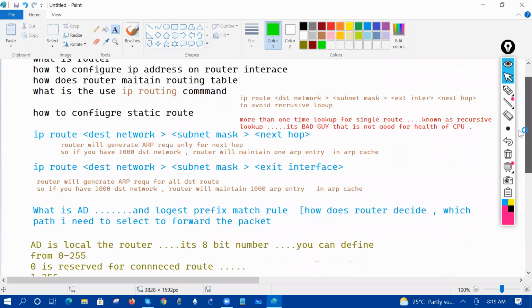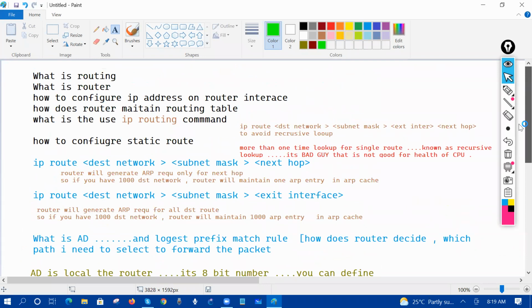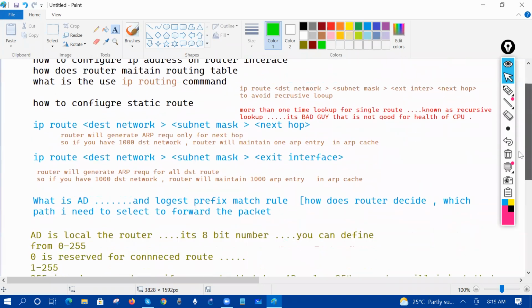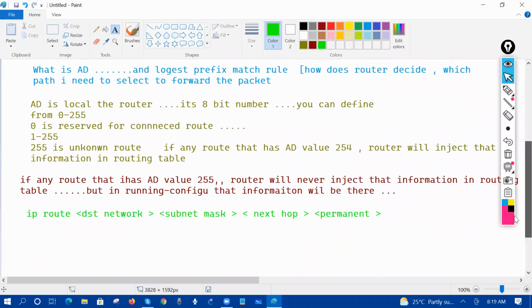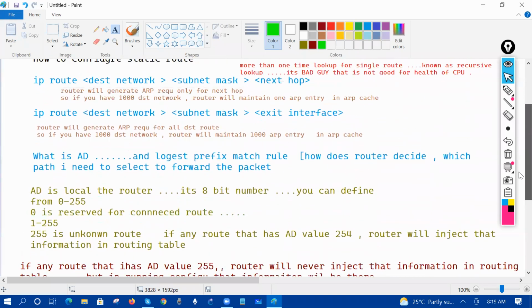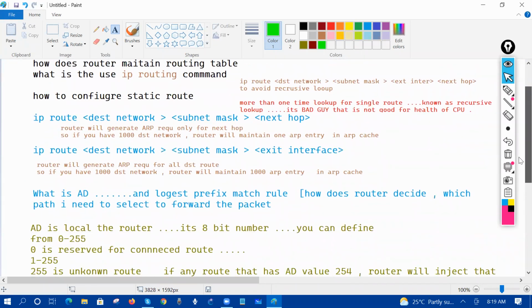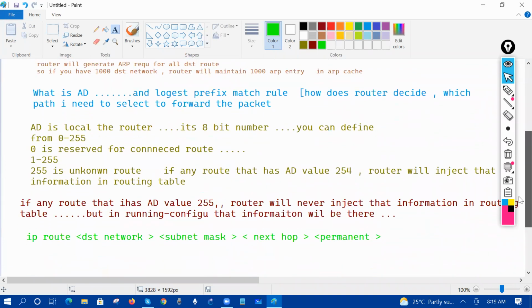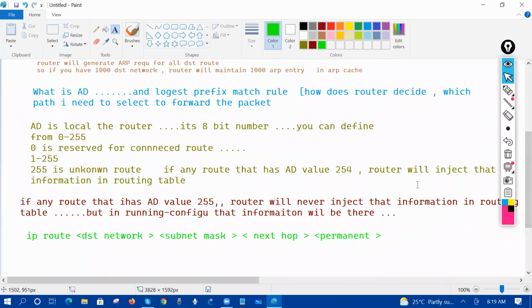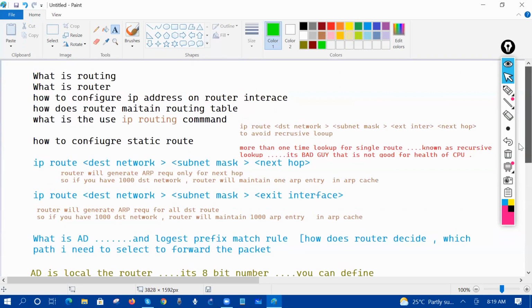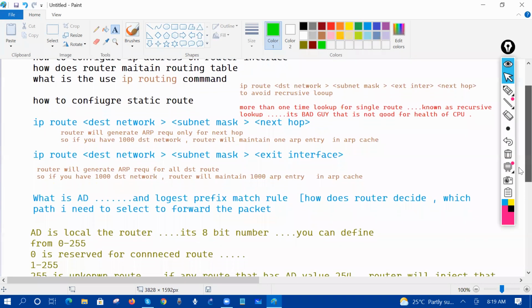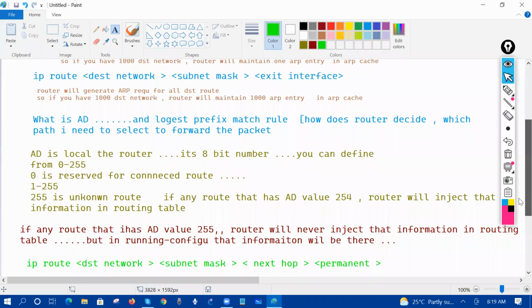I hope all these things are clear to all of you guys. If you have any questions from this, you're welcome to ask all your questions. Otherwise, we'll move to the next one. Sir, what is that last command? Sorry, sir, what is that last command?